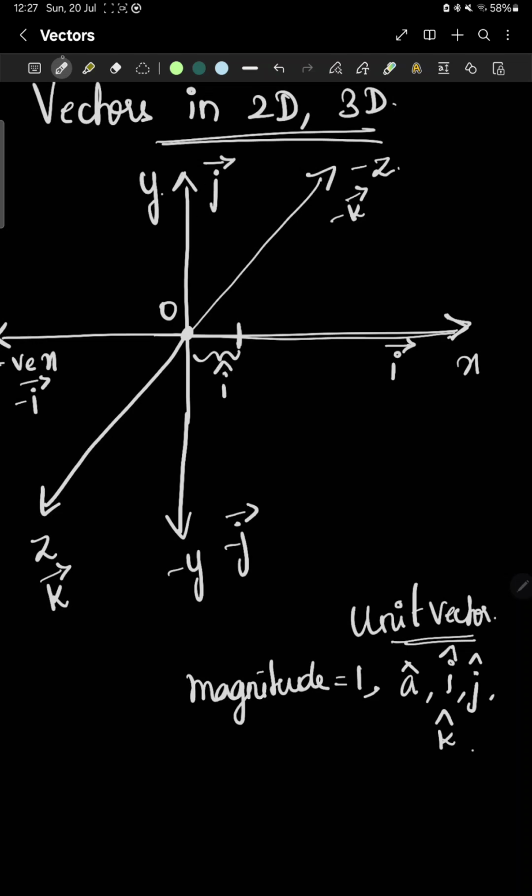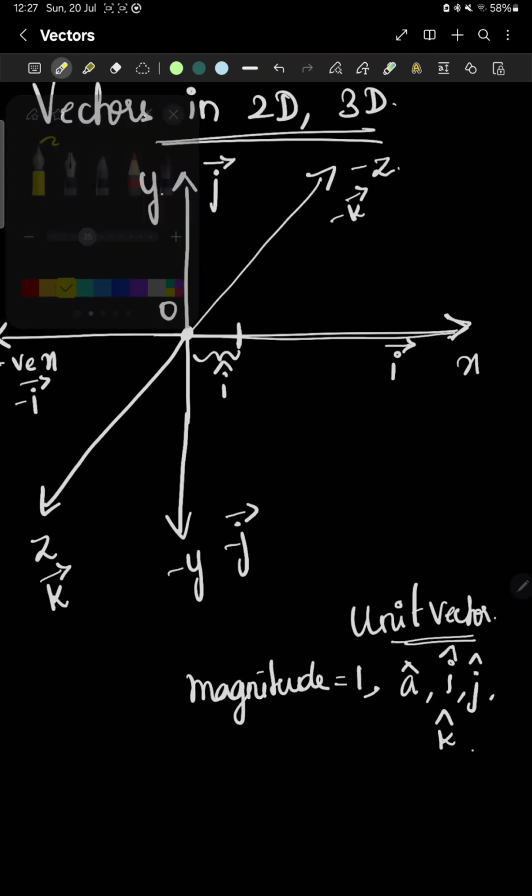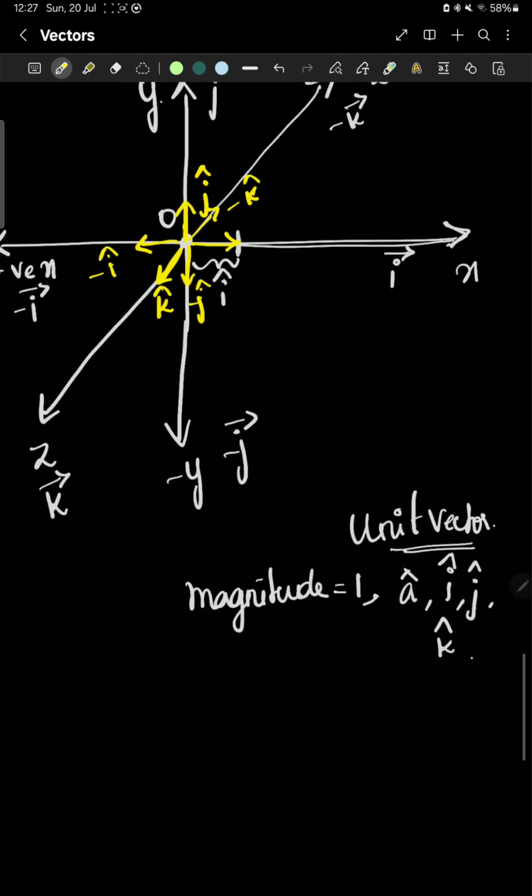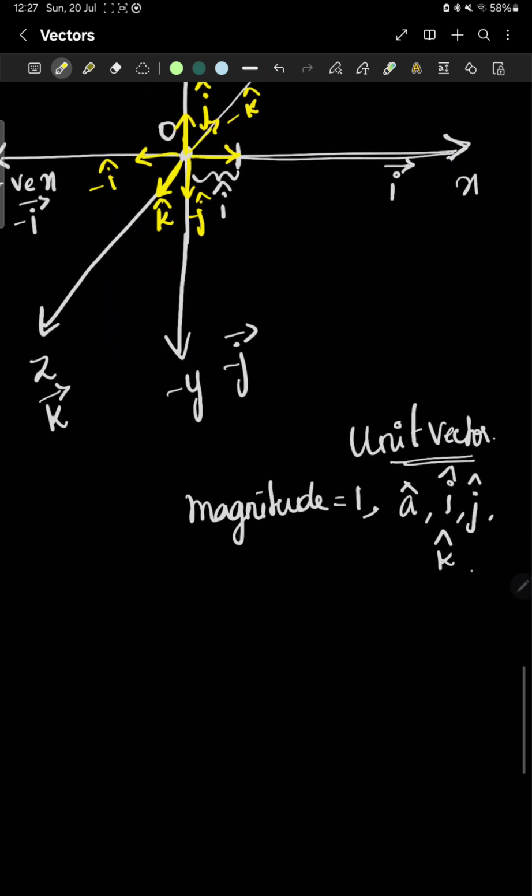And similarly in y-axis, this one unit distance can be represented as j cap, and in z-axis this one unit is represented as k cap, and in the negative axis it will be minus j cap, and here minus k cap, and here it is minus i cap.